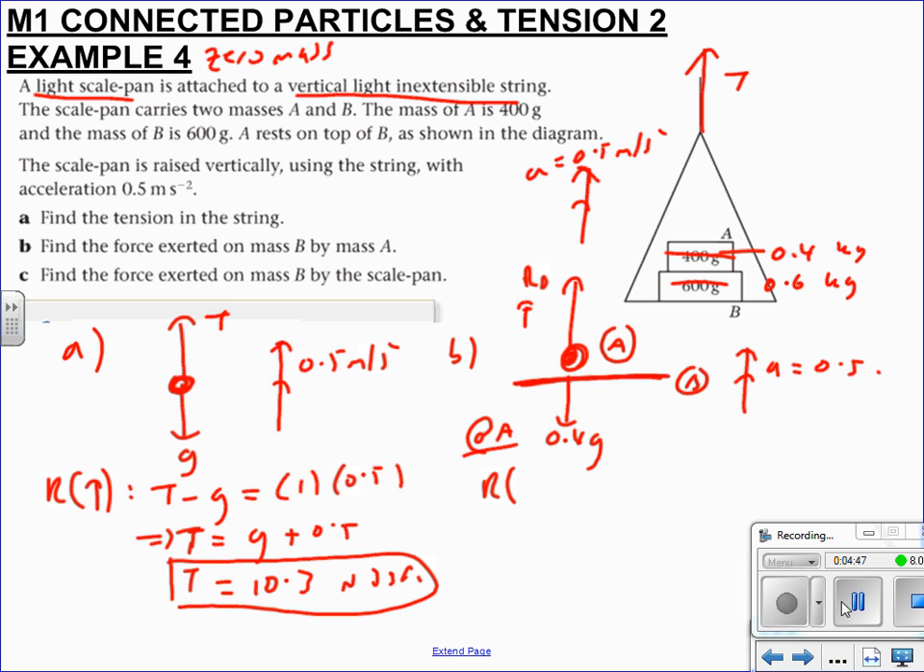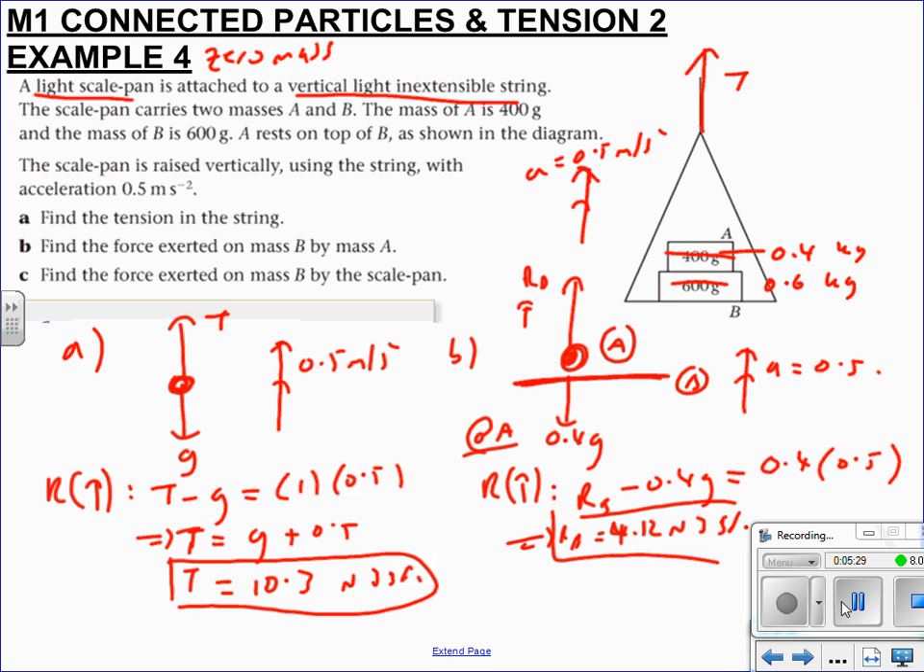A, aren't we? So at A, we're resolving up. The force going up is our normal reaction, or that force exerted on B by A, and the force going down is 0.4 g, and that equals mass times acceleration. Remember, A is the mass in question here, so the mass is 0.4 and the acceleration is 0.5. So we know that that force, R, is going to be 0.4 times 0.5 plus 0.4 times 9.8. So that is 4.12 newtons to 3 SF again. You see?